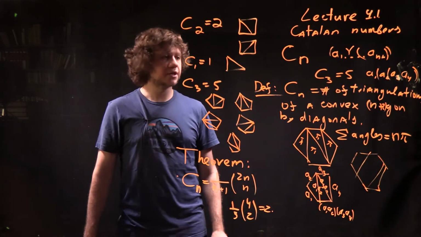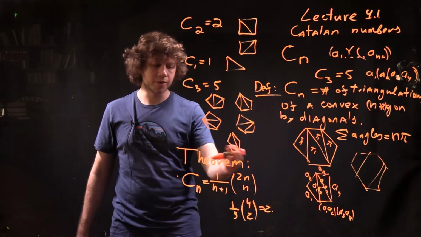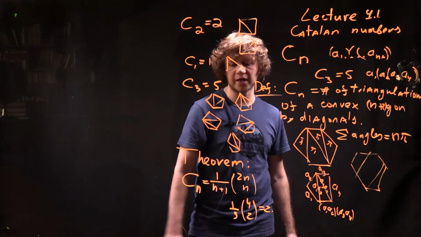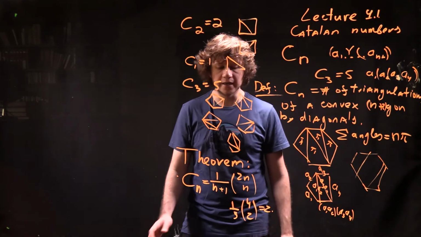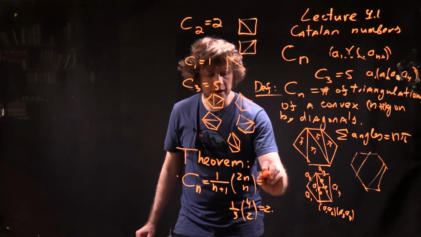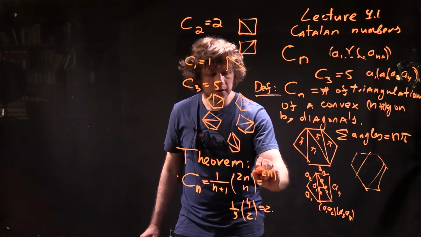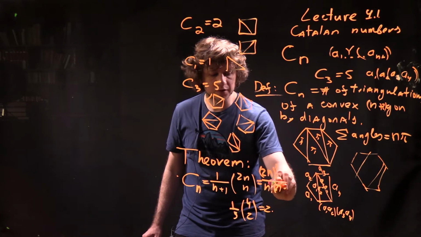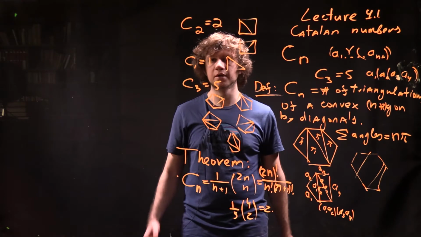If you think about it, it's totally not obvious, and the formula is surprising. Even the fact that this binomial coefficient is divisible by n plus 1 is kind of miraculous. Why should it be? This is 2n factorial divided by n factorial times n plus 1 factorial. So why is this even an integer?